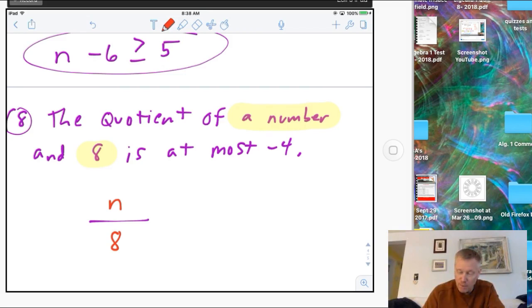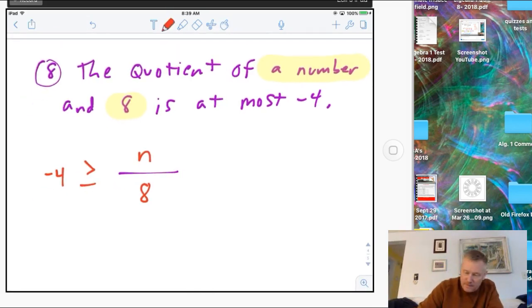And it says at most, which means it can't be greater than negative 4, so it's going to be less than. It's got to be less than or equal to. At most would be or equal to. At most, negative 4. Yep. All right. And that's it.